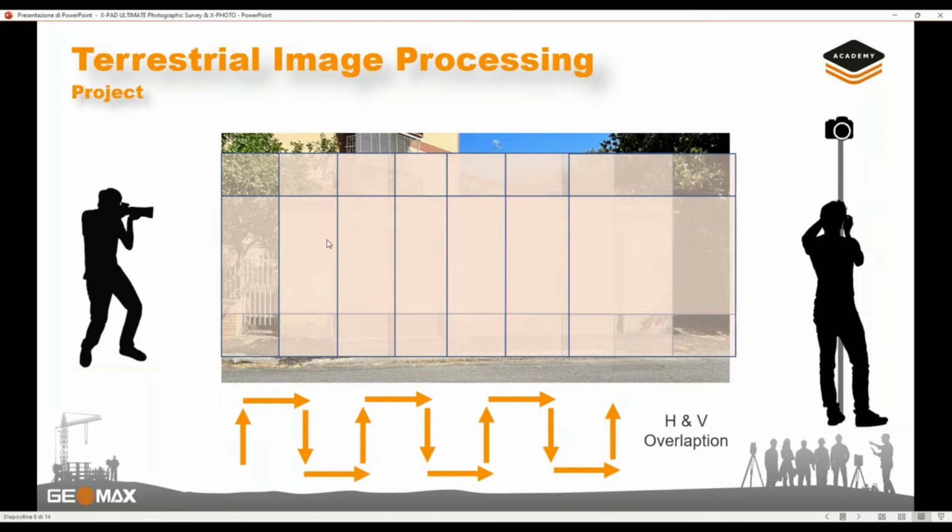Of course, when you process a photogrammetry dataset, the point with the lowest accuracy will be around the corner area.